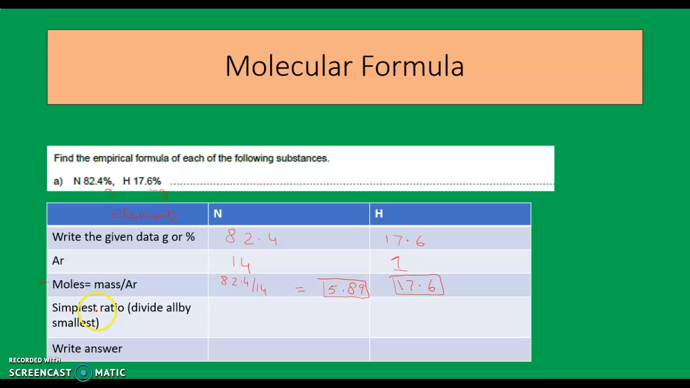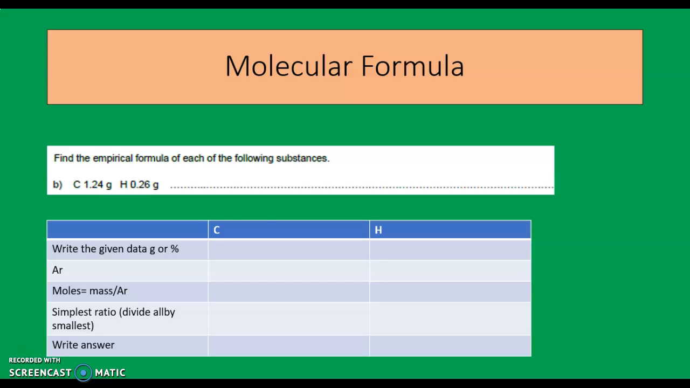And in order to find the answer for the next step, you've got to divide both of them by the smaller number. So 5.89 is the smaller number. So I would need to divide both sets of moles by this smaller number. So when I divide it, I would get 3 here. So the ratio is 1:3. That means 1 nitrogen and 3 hydrogen. Therefore, your formula is NH3.